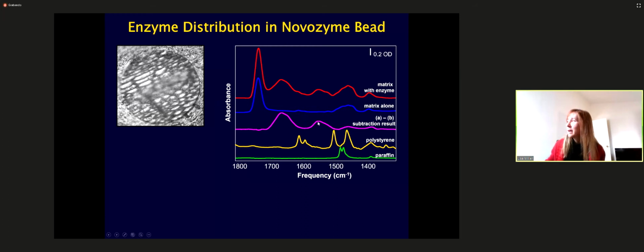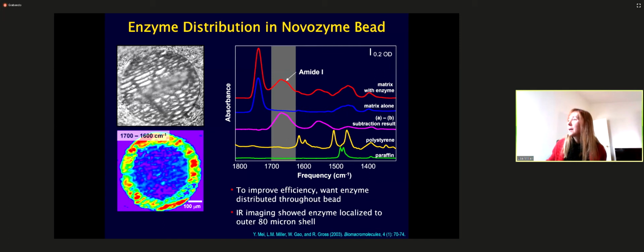The other thing we want to make sure is that our embedding compound, which was paraffin wax at this time, doesn't interfere with the spectrum. At another point in the study, which I won't talk about today, we were also interested in studying the product of the lipase reaction, and that was polystyrene. So we needed to know what its spectrum looked like too. But the bottom line here is that what they wanted to know was the distribution of the protein within this bead. You can't obviously see it from the visible light image, but you can actually take an infrared image of it.